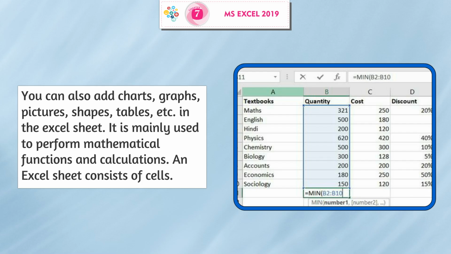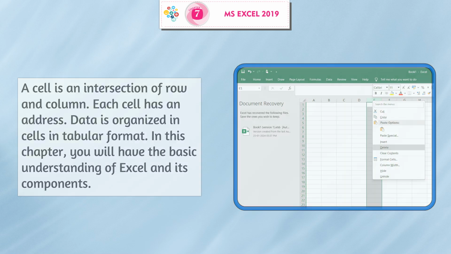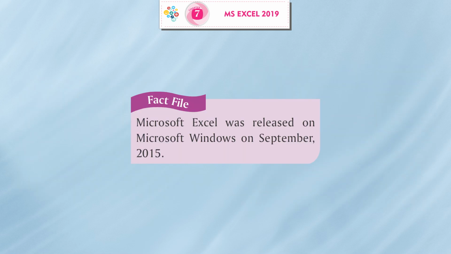An Excel sheet consists of cells. A cell is an intersection of row and column. Each cell has an address. Data is organized in cells in tabular format. In this chapter, you will have the basic understanding of Excel and its components. Fact file: Microsoft Excel was released on Microsoft Windows on September 2015.